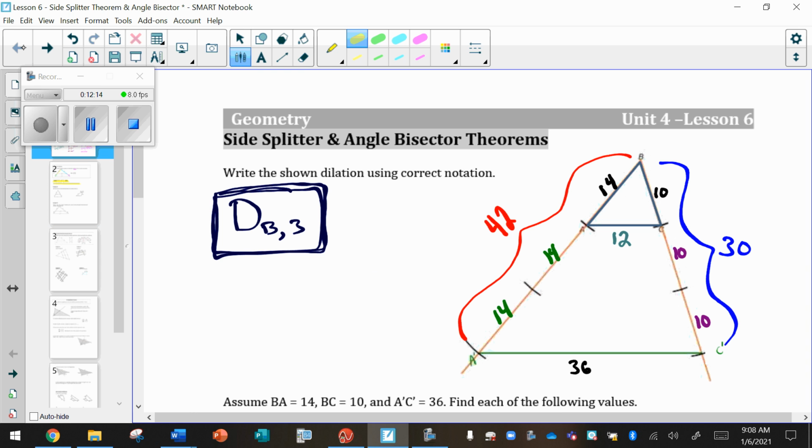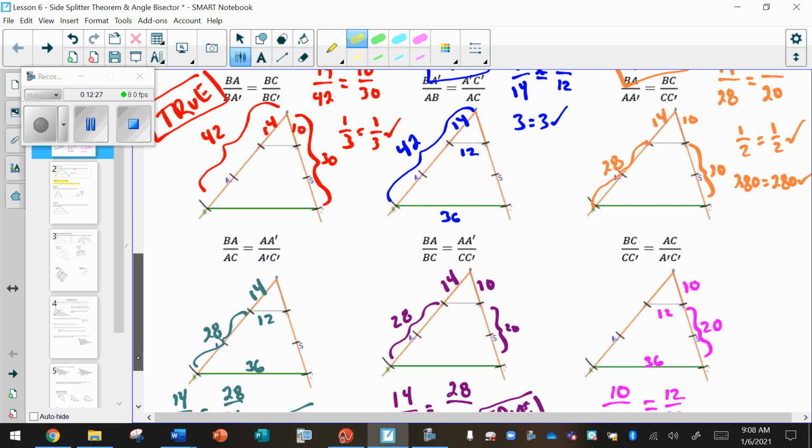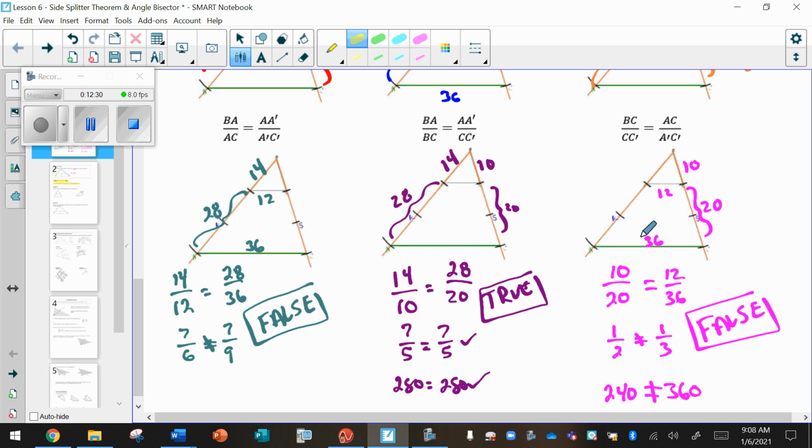If you think back at how we started this, each one of these side sections were the same length. So I can compare the pieces of the sides to each other, but that does not work with the bases. And we showed that right here on our last example, the one you did on your own. The side of 10 and the split part of 20 does not equal the same ratio as the full base of 12 and the full base of 36. That is false. That did not work. Okay? So we cannot do that one.